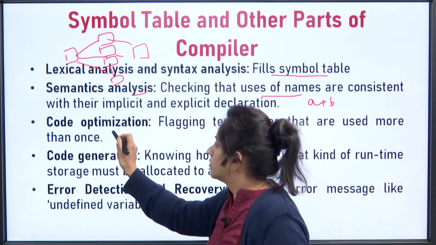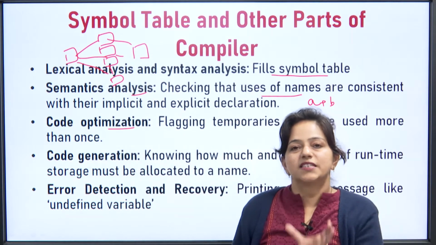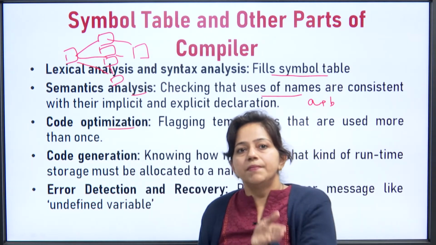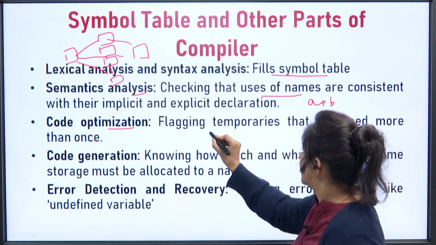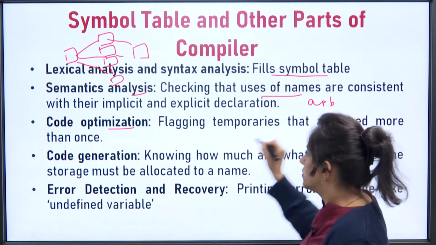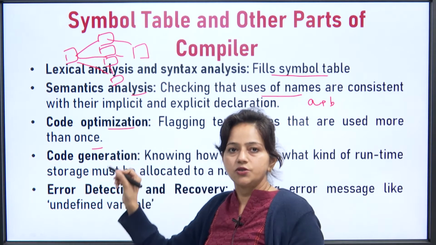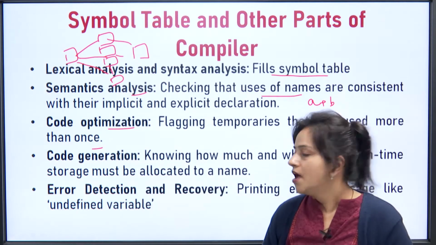Now, next is the code optimization. So, if we are using the symbol table, then the space of symbol table can be used for code optimization also. Like we can do the flagging of temporaries that are used more than once. Right. So, in the code, if the temporaries are used more than once, then they can be flagged.